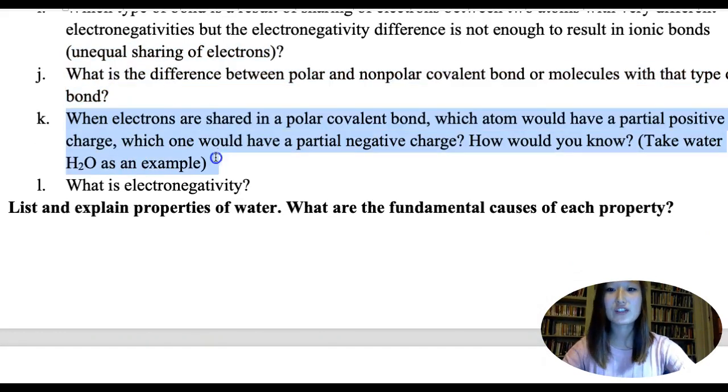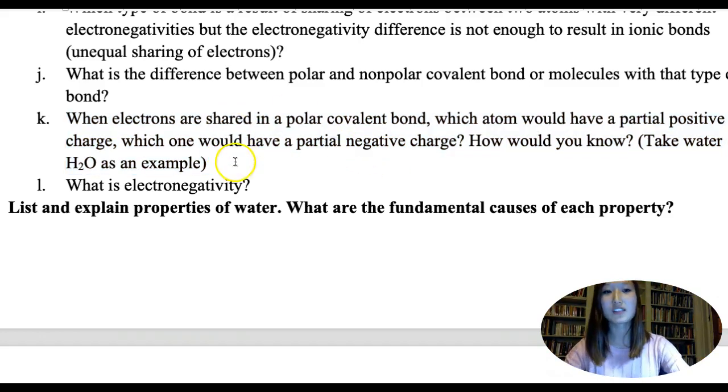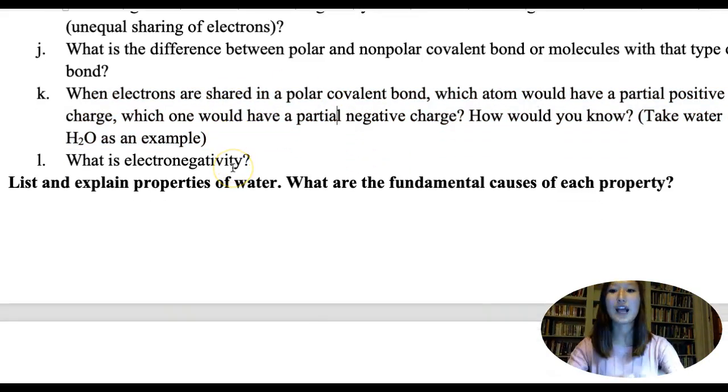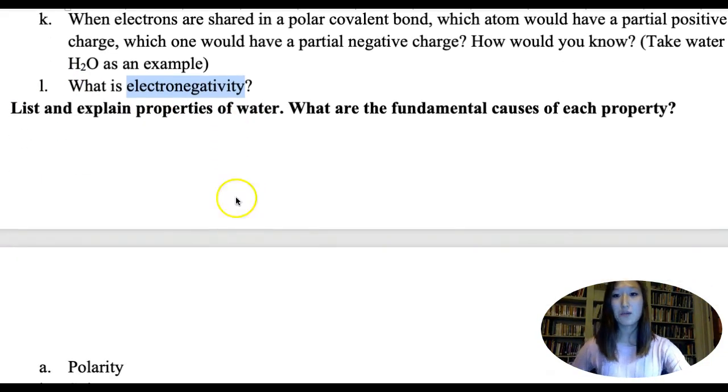So the next one is how can you have a partial positive versus a partial negative? The more electronegative atom, such as the oxygen in H2O, will have a partial negative because it's pulling the electrons closer to it. And the partial positive charge could happen to the hydrogen atom, which has electrons being pulled away from it. Electronegativity is how much an atom attracts the electrons around it.